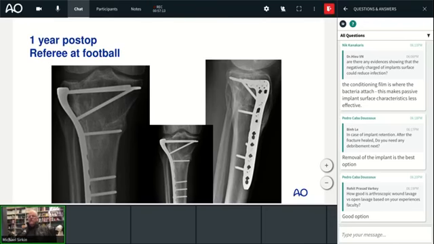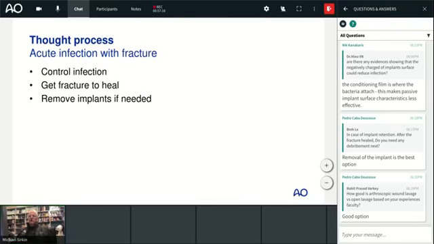And so the take-home message here is to, again, as David said, don't stick your head in the sand. Somebody has effusion and has drainage from a previously dry wound, take them to the OR. You can get the fracture to heal. And if we have to take the implants out, we can always do that later.